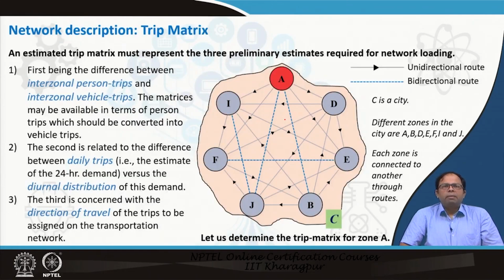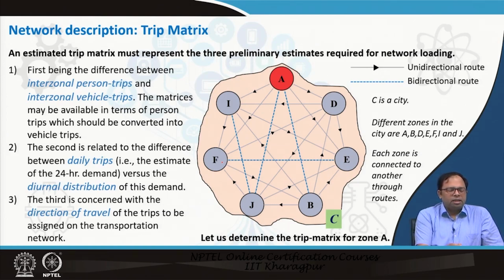So, this is the image of a city. This is the network for a city. C is the city. We have different zones A, B, C, D, E, F, and so on. And each zone is connected to another through routes. And you can see these are all directed routes. We have also used dotted lines for bidirectional routes. That means flow is in both directions. And when we use an arrow, that means flow is only in a single direction. So, this is another way we can look into this, and the other things we have already described.